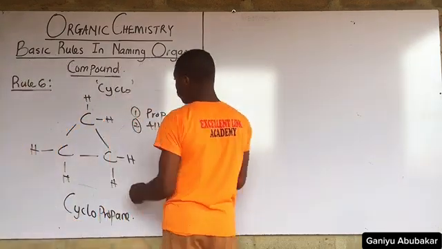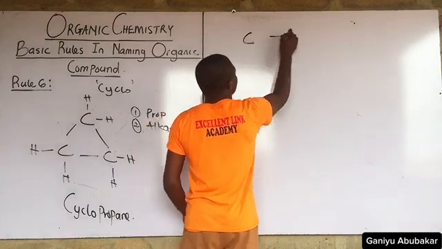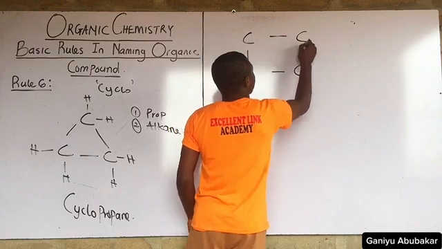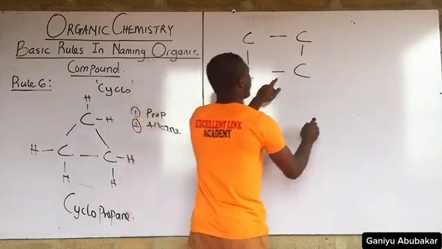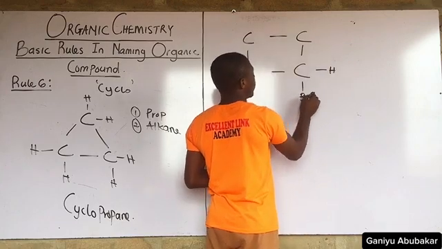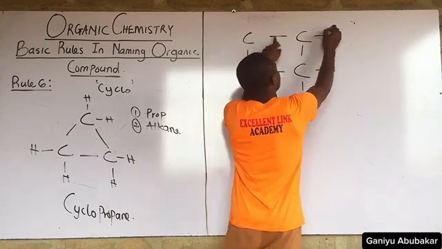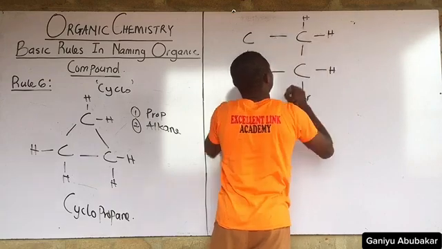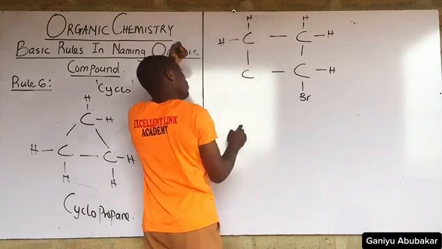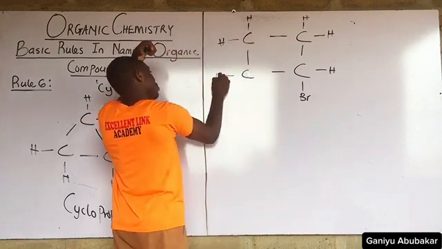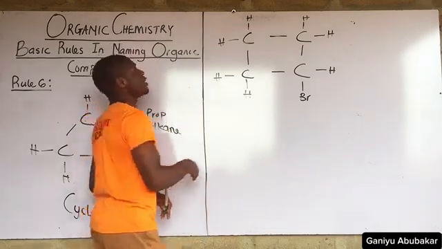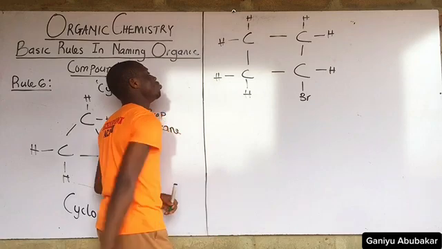Let's say I have example 2. Let's say I have a compound such as this. 1, 2, 3, 4. Let's try to name this compound. Is this in a chain form or ring form too? So how do you name this one?